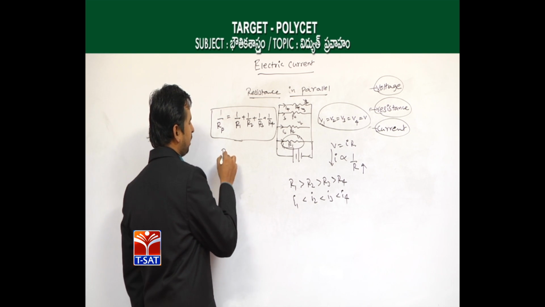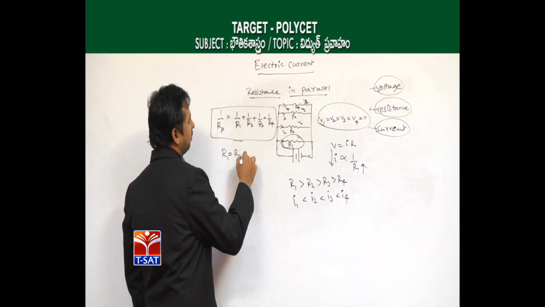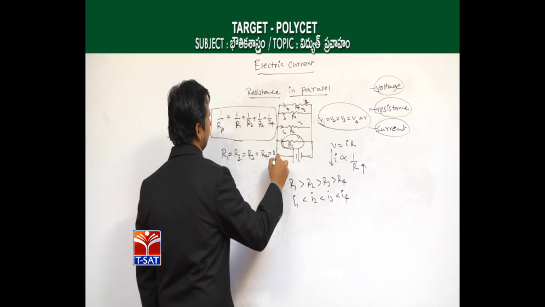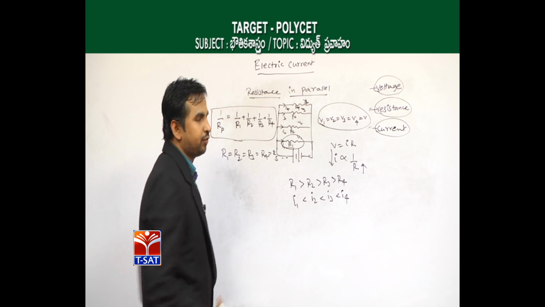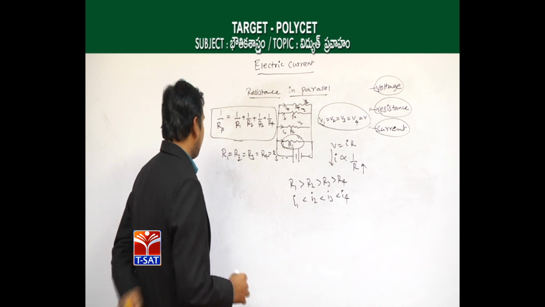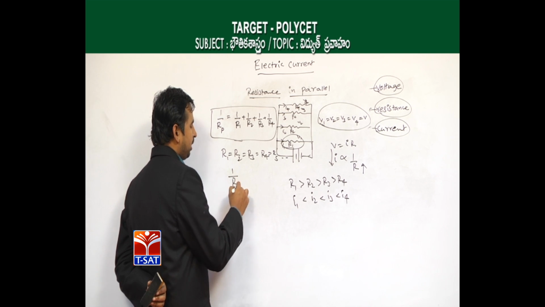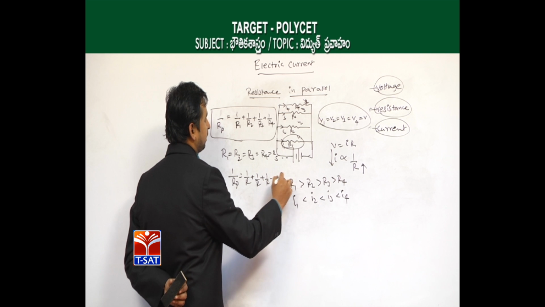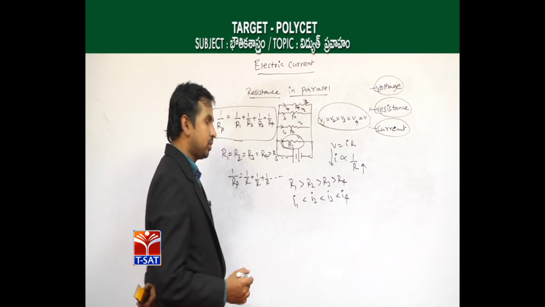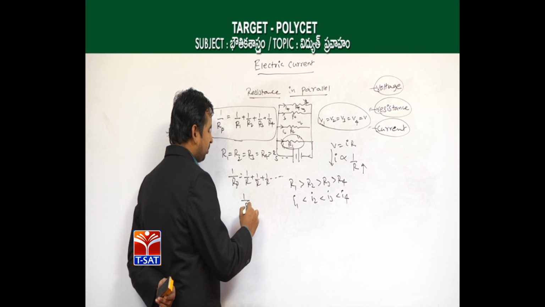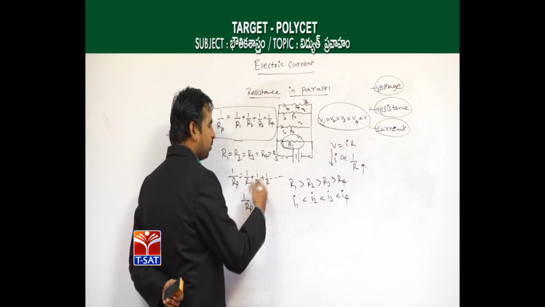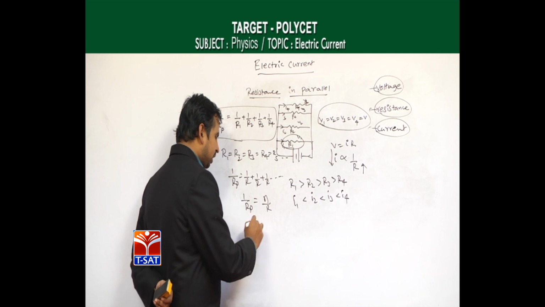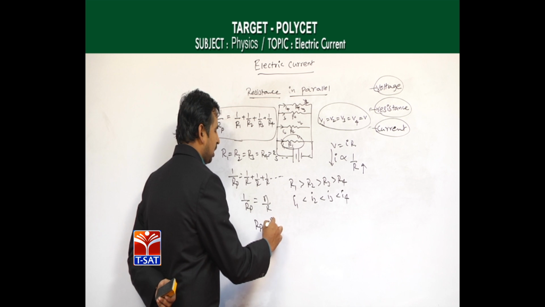Suppose all 4 resistances R1, R2, R3, R4 have the same value. Like this, if you connect n number of resistances, then the equivalent resistance is 1 by Rp equals 1 by R, 1 by R, 1 by R, adding n number of resistances. Finally it becomes 1 by Rp equals n times 1 by R, which means n by R. Taking the reciprocal, the Rp value becomes R by n.